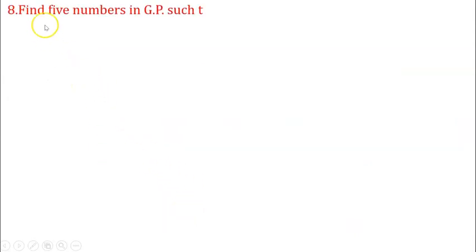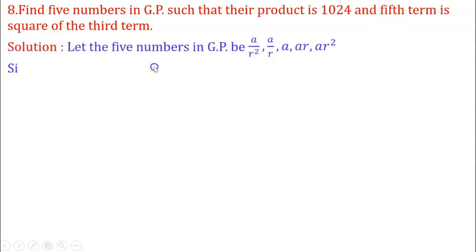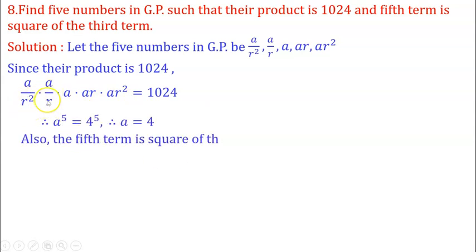Now next question. Find 5 numbers in GP such that their product is 1024 and the fifth term is the square of the third term. Okay, now the solution. Let the five numbers in GP be a/r^2, a/r, a, ar, ar^2. Since their product is 1024, that is a/r^2 into a/r into a into ar into ar^2 is equal to 1024.